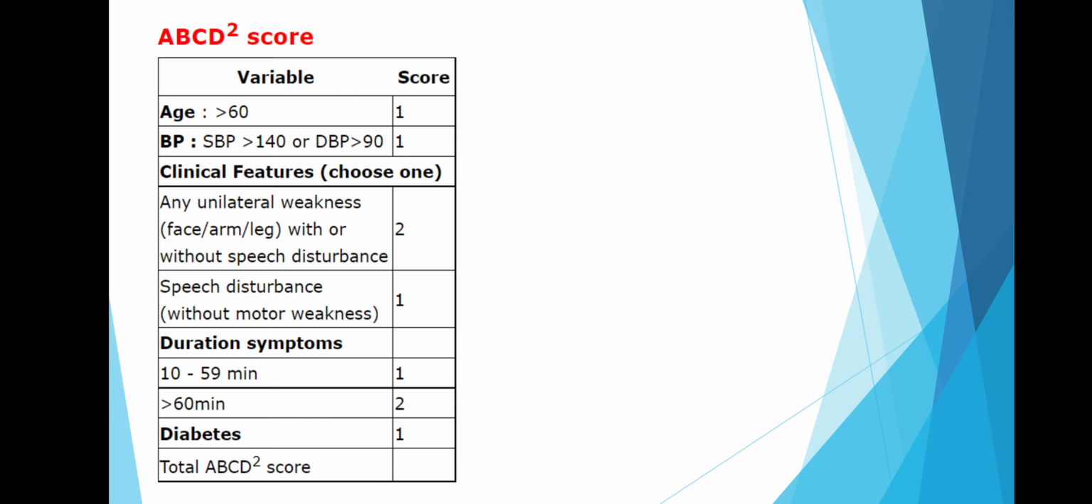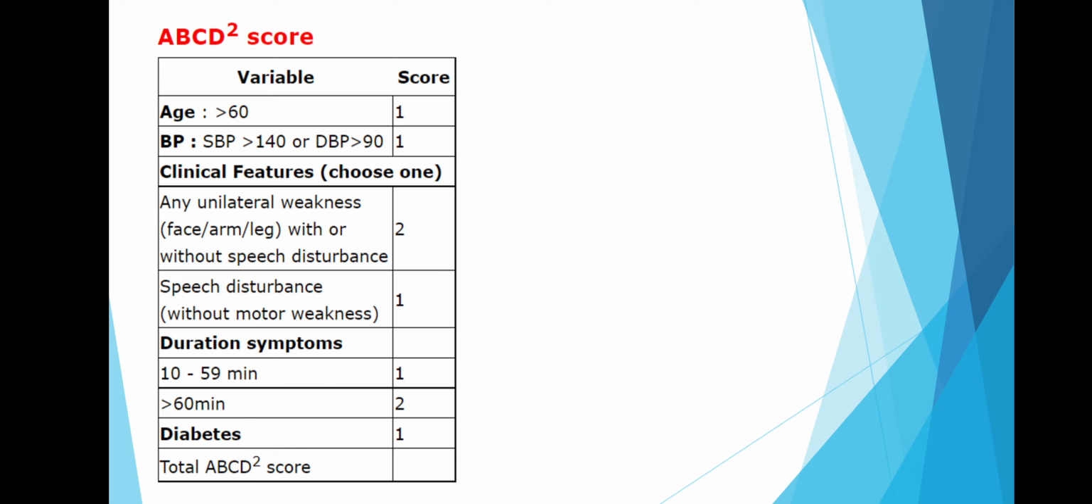So when you talk about the ABCD² score, if you look at the letters A, B, C, D squared, D squared is basically 2 Ds, okay? A stands for age. If age is above 60, that gives a score of 1. Then B is BP, blood pressure. If systolic BP is above 140 or diastolic blood pressure above 90, that also gives us a score of 1. Then C is for clinical features, okay, we choose any one.